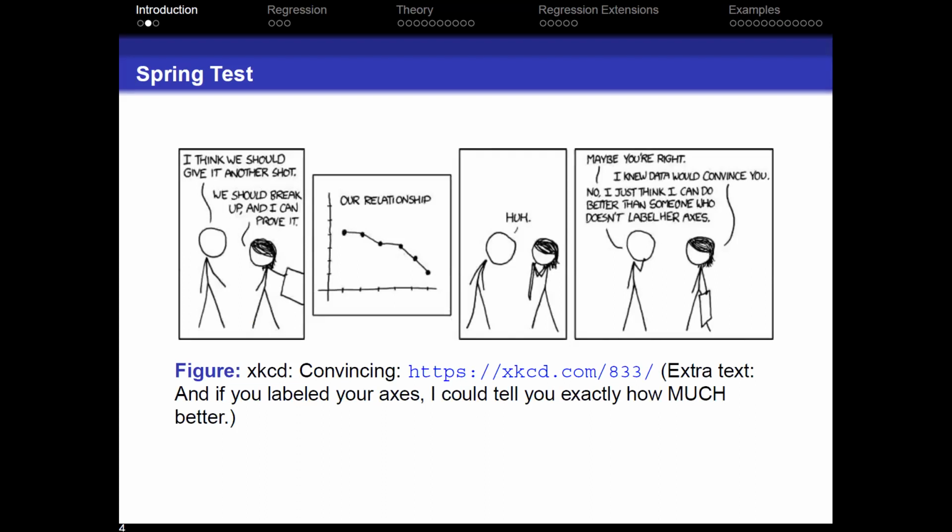So one of my favorite comic strips is XKCD. Two people are talking, and one says, I think we should break up and I can prove it. And the other is saying, I think we should give it another shot. And you see this plot of the relationship. Maybe you're right. I knew data would convince you. No. I just think I can do better than someone who doesn't label their axes. And what's nice about XKCD is if you hover your mouse over the image, you get additional jokes. The additional joke is, and if you labeled your axes, I could tell you how much better.